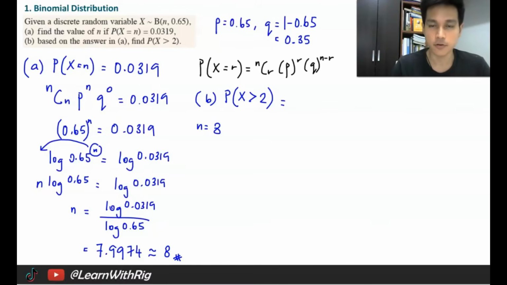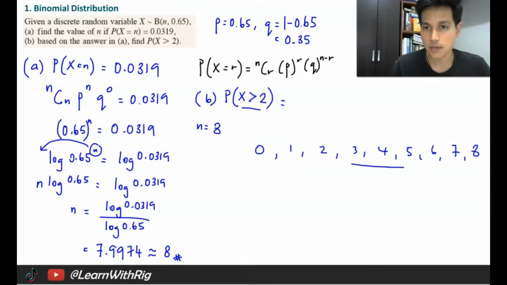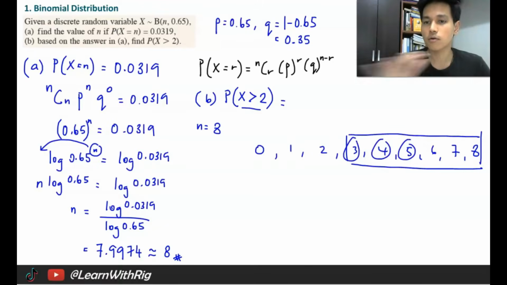I've actually explained this before. If n equals 8, the x value can be 0, 1, 2, 3, 4, 5, 6, 7, 8. Now they want to find P(x more than 2). That means you are supposed to calculate all of this: P(x = 3), P(x = 4), P(x = 5), all the probabilities from 3 onwards all the way to 8.